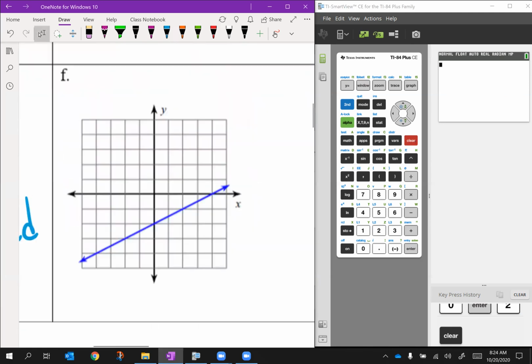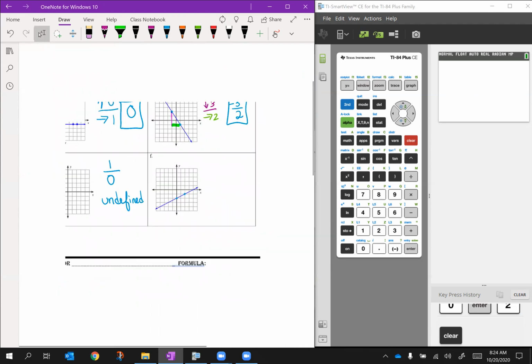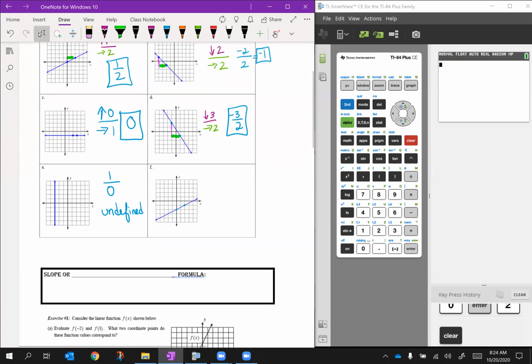And then F, we're looking for 2 perfect crossroads. So I might go here and here. How does it move? Up and over. So up 1 over 2. So 1/2.